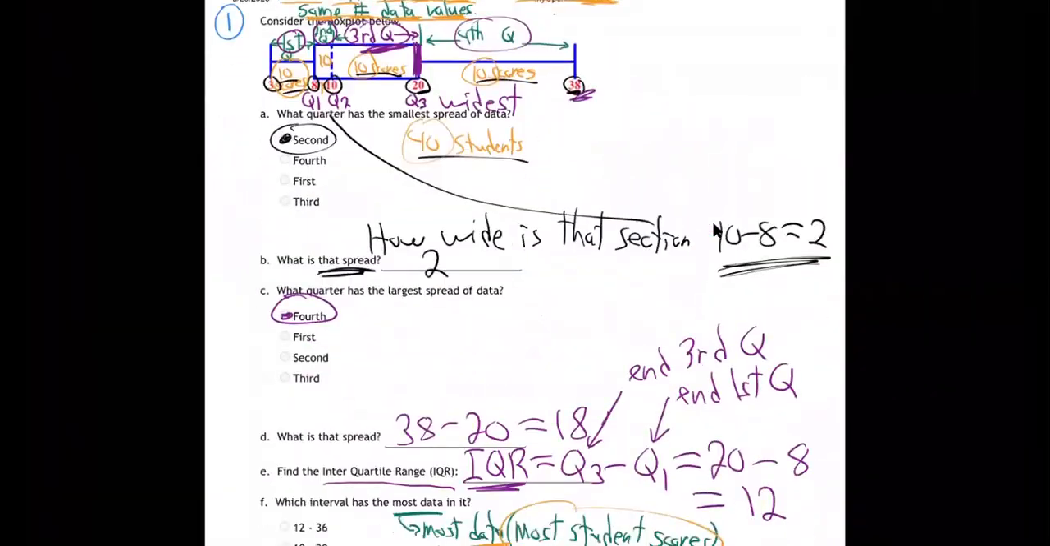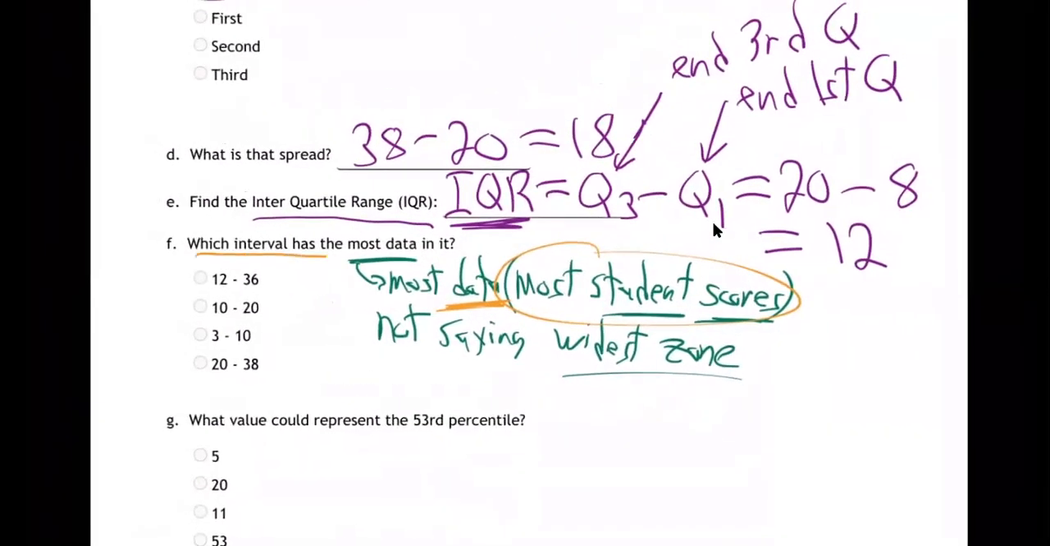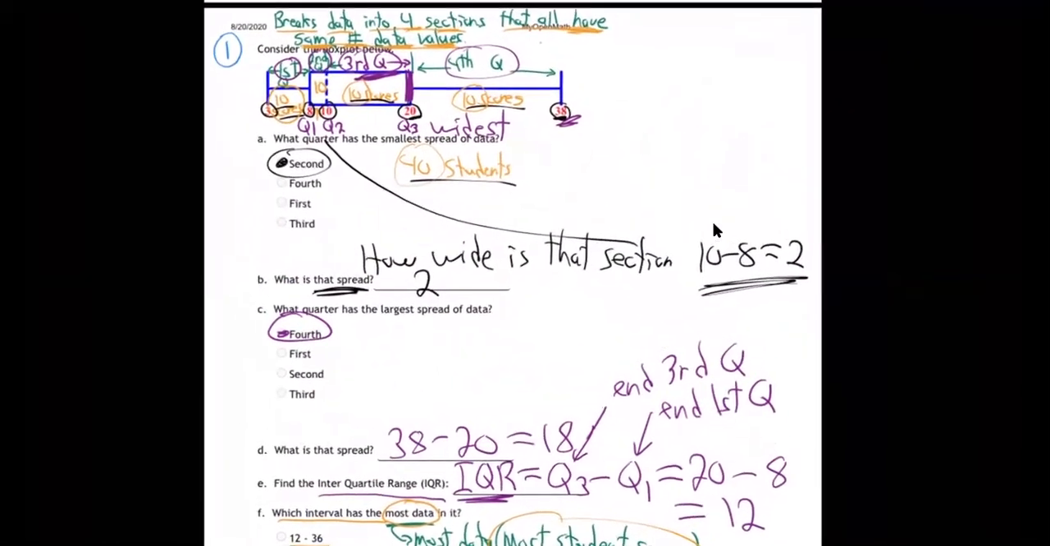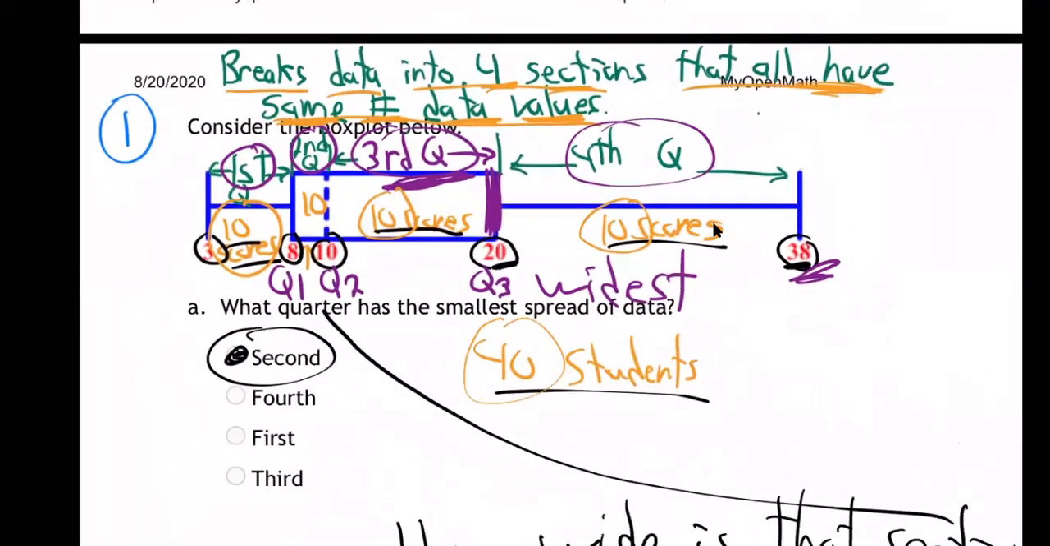Now let's go down and look at the question more closely. Which interval has the most data? Now, could it be 12 through 36? Let's go look. 12 through 36. Well, if you look at 12 through 36, let me look more closely here. 12 through 36, where does 12 start? 12 is about right here, isn't it? 12 would be a little bit to the right of 10.